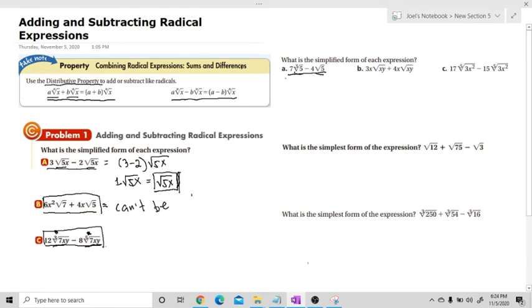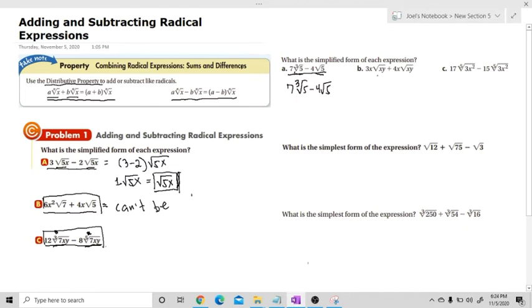So, the simplified form of 7 cube root of 5 minus 4 square root of 5 is the same pa rin kasi hindi na talaga siya masisimplify. Okay, ganyan lang siya. The next, let's proceed to letter B.